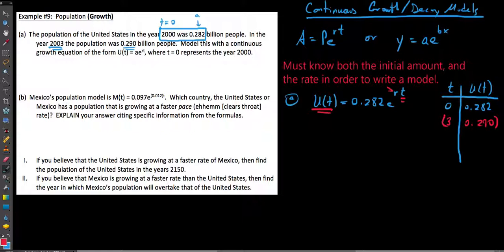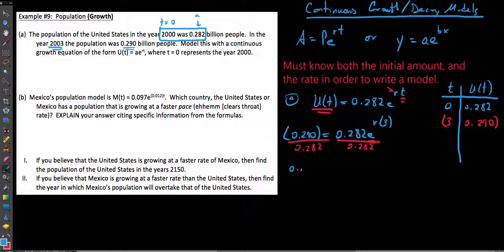And so let's go ahead and say that we know that the population would be 0.290 billion if we had started with 0.282 billion, and we say this is e to the rate times 3. In other words, 3 years later, we know the population of 0.282 became 0.290. So let's start with solving for r by isolating the base e here. I'm going to divide both sides by 0.282.